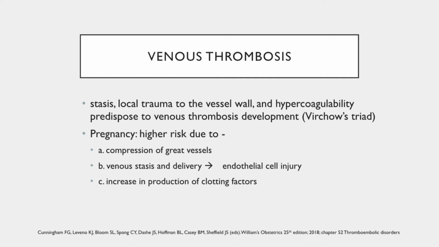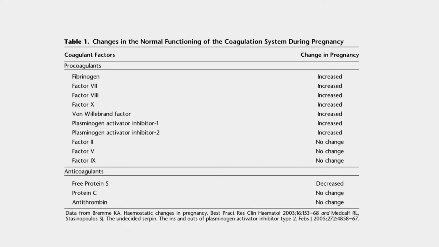Venous stasis and delivery may also contribute to endothelial injury. Pregnancy also alters the levels of coagulation factors normally responsible for hemostasis. The overall effect of these changes is an increased thrombogenic state. So this table shows to us the changes in the normal functioning of the coagulation system during pregnancy. So as you can see here, most coagulant factors are physiologically increased during pregnancy, such as fibrinogen, factor 7, 8, and 10, von Willebrand factor, and plasminogen activator inhibitor 1 and 2.